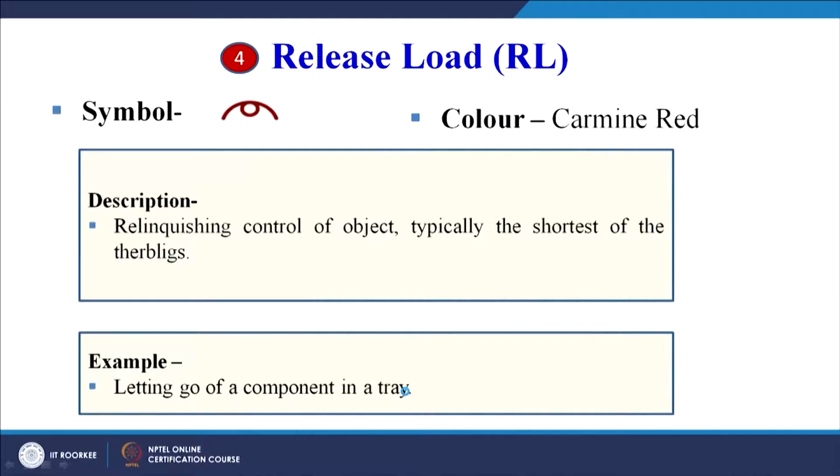Release load, you can see the symbol also. This is the symbol for release load, clearly depicting that the load will be released in this direction. Relinquishing control of the object, typically the shortest of the therbligs. Releasing a particular article, equipment or part that you are carrying is release load. For example, letting go of a component in a tray. If you have completed the assembly, now you release the assembly in the drop box or the box storing the final assemblies, so that micro motion will be release load.